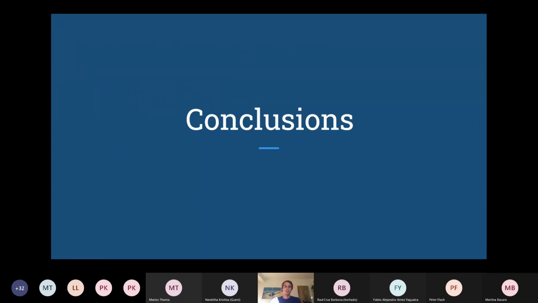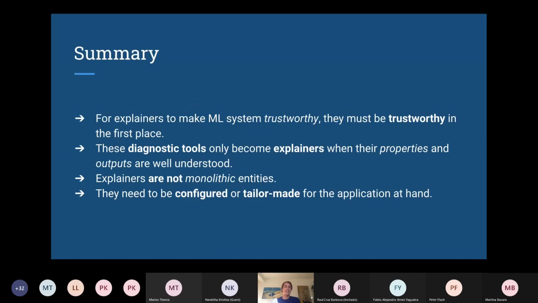So just to conclude, before we break for a bit and then start the hands-on exercise, the key takeaways from this talk is that having an explanation is not enough. You should trust your explainer, and it should be trustworthy. And in terms of surrogates, they should be made tailor-made. They should be configured for the application at hand. You can't just get a random bunch of components for your surrogate explainer and then apply it to any problem.